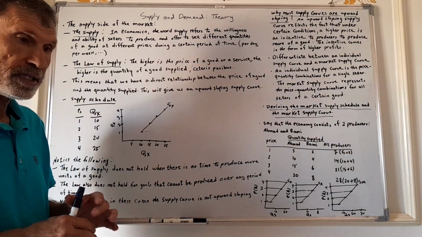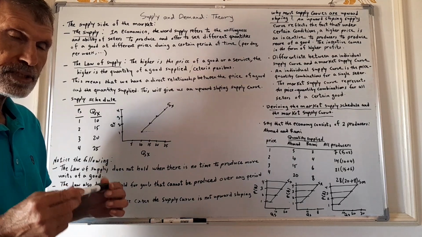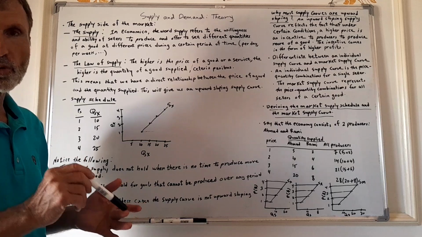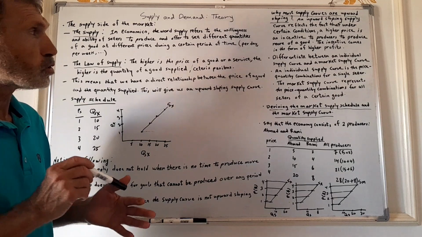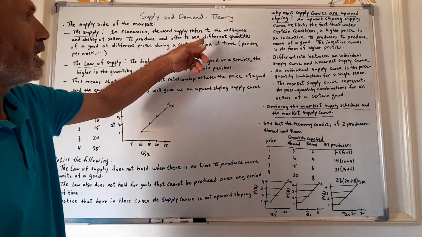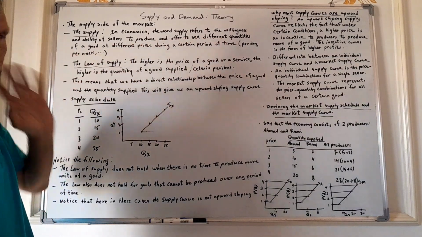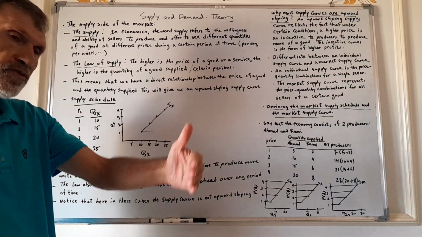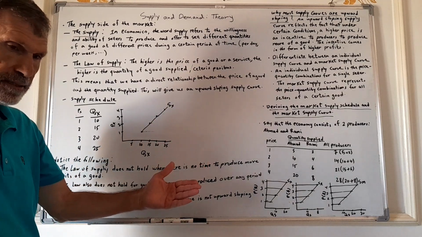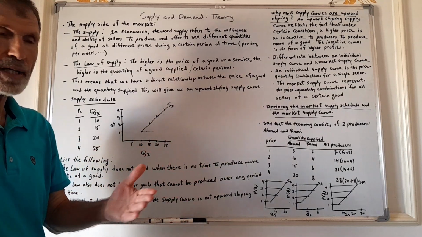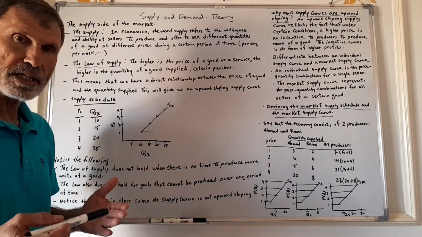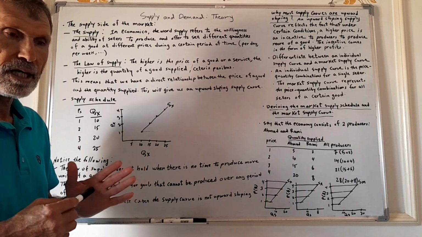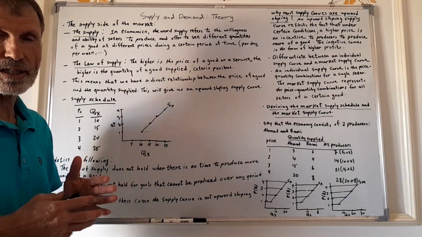So therefore, the word supply refers to the willingness and ability of producers or sellers to offer for sale different quantities of a good at different prices during a certain period of time, perhaps per day, perhaps per hour, perhaps per month, per week. So the definition is similar to the previous one regarding the demand.